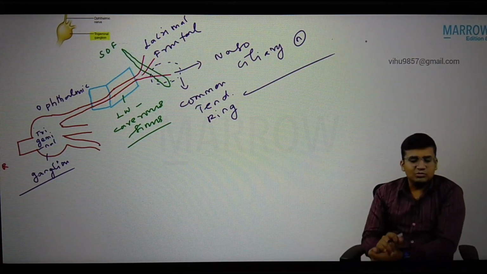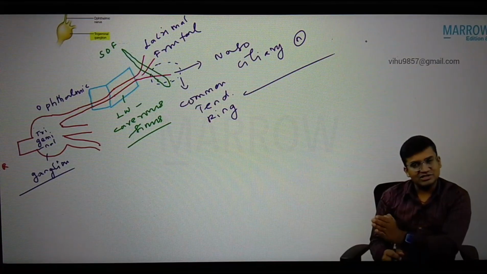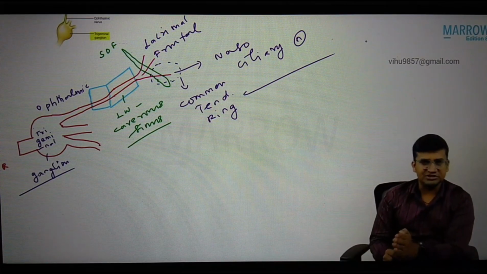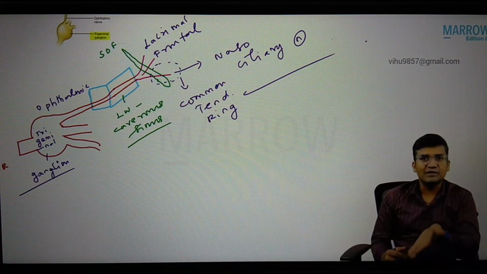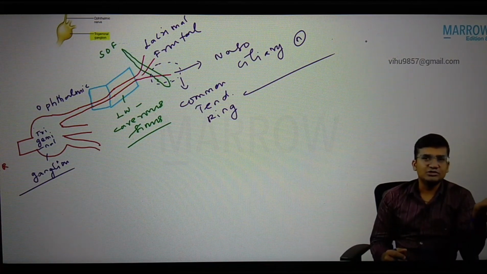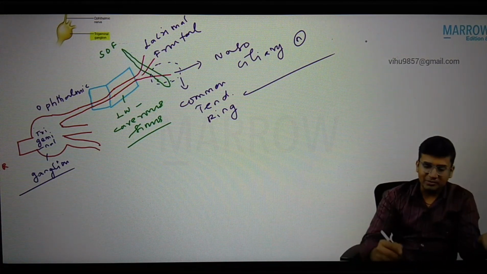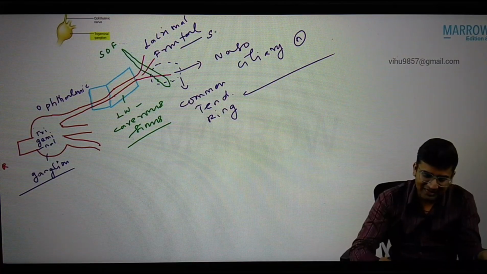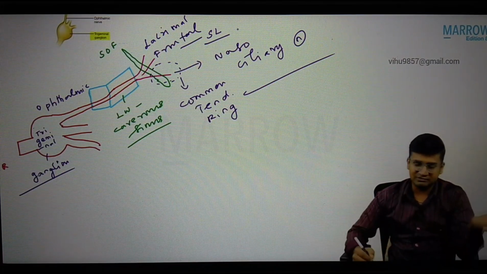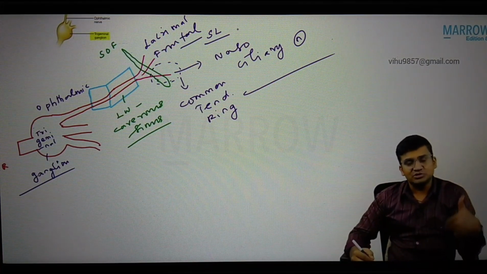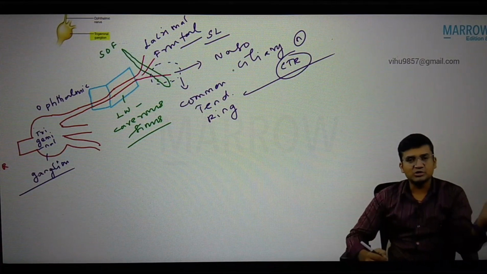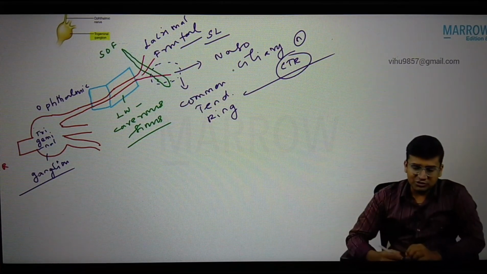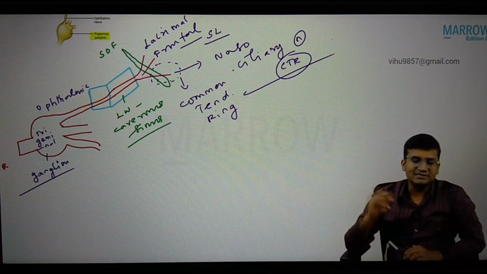So lacrimal nerve, frontal nerve, and nasociliary nerve pass through the superior orbital fissure. Which compartment? Just now I told you the mnemonic, LFT, Sonia. Lacrimal nerve and frontal nerve pass through the superolateral part of the superior orbital fissure. I'm writing SL, superolateral part. And the nasociliary nerve passes through the common tendinous ring. I told you the mnemonic Sonia, SONIA.